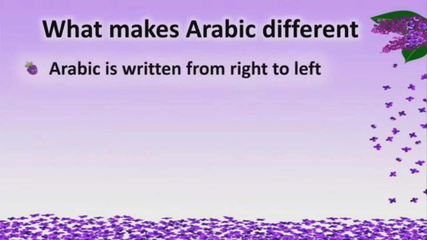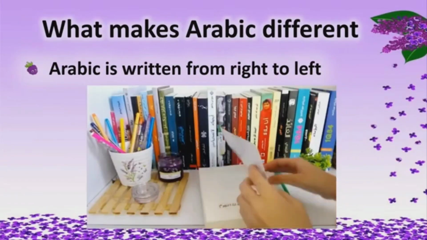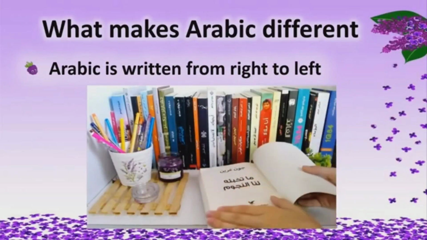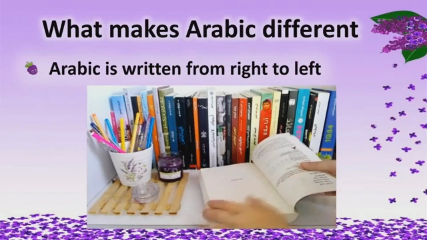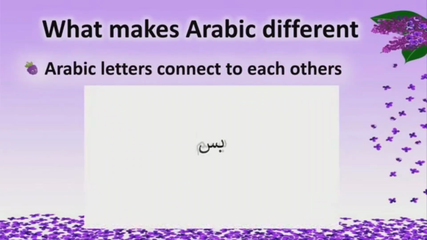First of all, Arabic is written from right to left. Yes, words and sentences go from right to left, and even Arabic books, Arabic magazines, and Arabic newspapers are all designed to start from the right side, unlike English. Second, Arabic letters connect to each other, not only in script but also in print.